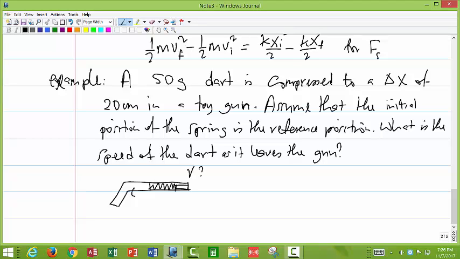Okay, so you've compressed it to a certain displacement delta x, so you want to just find the speed of the dart as it leaves the gun. So work on that. I've given you all the information I think you need for this. Let's say the spring constant is 50 newtons per centimeter. Let's make it 500 newtons per centimeter. So I think you have everything you need.